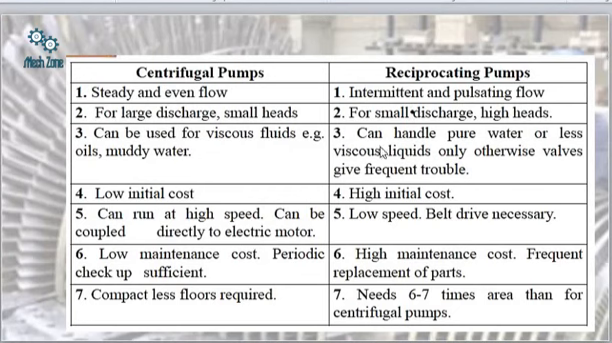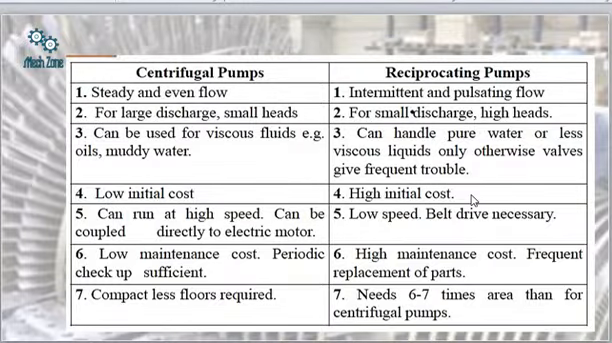Centrifugal is for large discharge in small heads, and we have seen that reciprocating is generally used for small discharge in large heads. Reciprocating can be used for viscous fluids, for example oil and muddy water, whereas the centrifugal can handle only pure water or less viscous liquids. Otherwise valves give frequent trouble. There would be trouble in the operation of valves if we are using a liquid which is highly viscous.